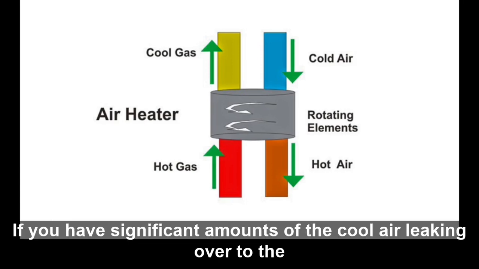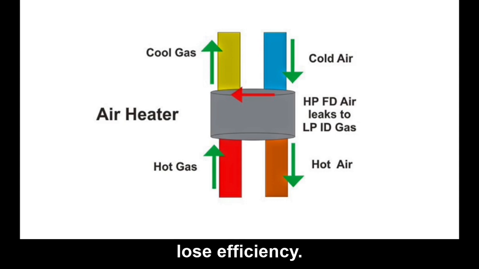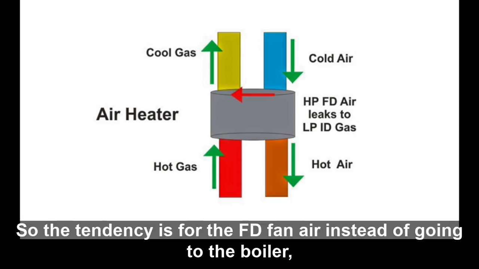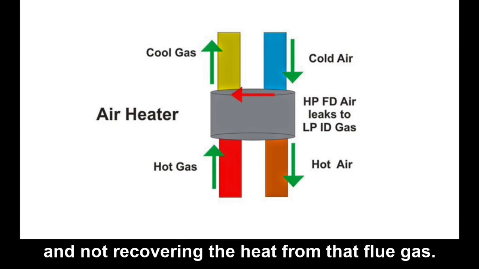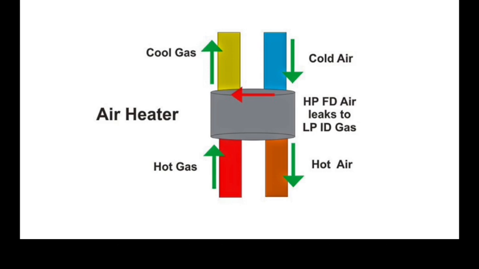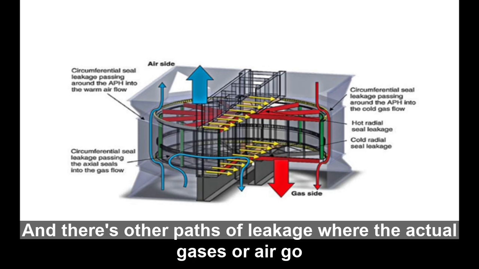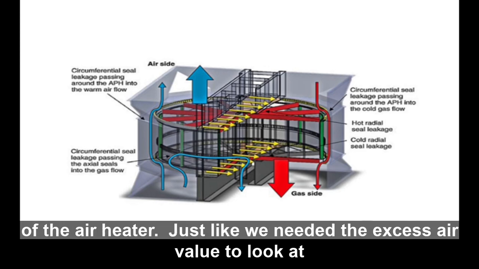If you have significant amounts of the cool air leaking over to the gas side, you do not cool those plates effectively, and therefore you lose efficiency. So the tendency is for the FD fan air, instead of going to the boiler, to leak over to the ID fan side without even going to the boiler and not recovering the heat from that flue gas. It just lowers the temperature by dilution. And there's other paths of leakage where the actual gases or air go around the air heater and never enter into the heat transfer area of the air heater.